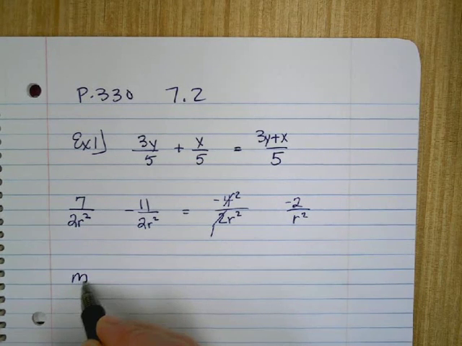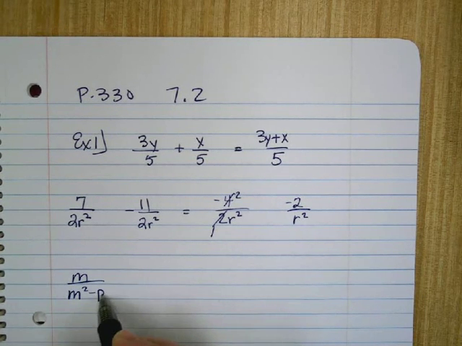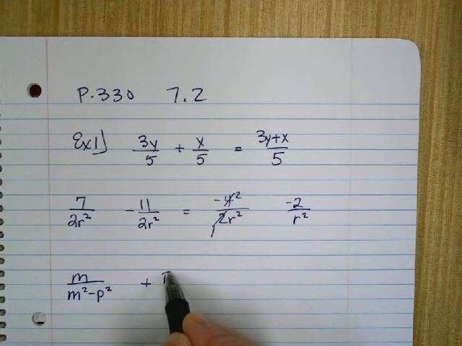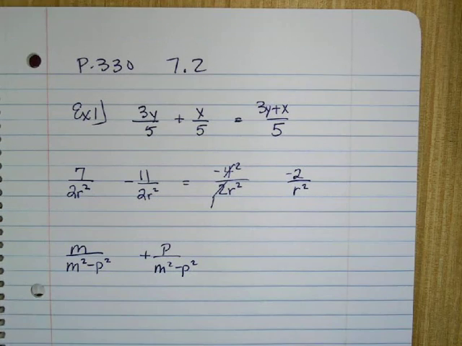m over m squared minus p squared plus p over m squared minus p squared. Do these have a common denominator?